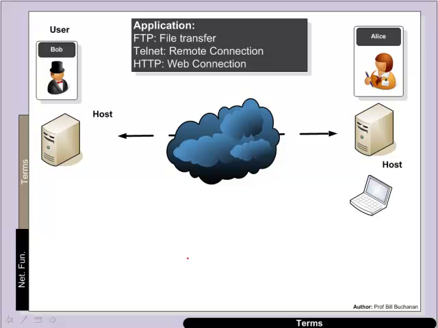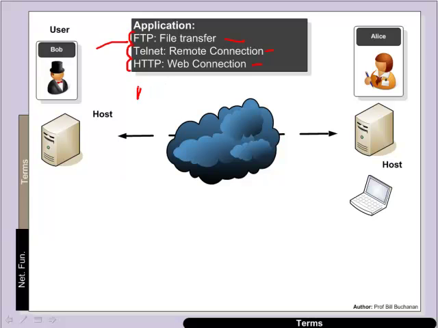So let's look at our connection. We have a user who is using an application, and we typically organize our applications in terms of the application protocol that we use. So if Bob wanted to transmit files, he might use the FTP application protocol. If he wanted to make a remote connection to Alice, then he might use the Telnet application protocol, or he might want to use a web connection, so he would use the HTTP application protocol.